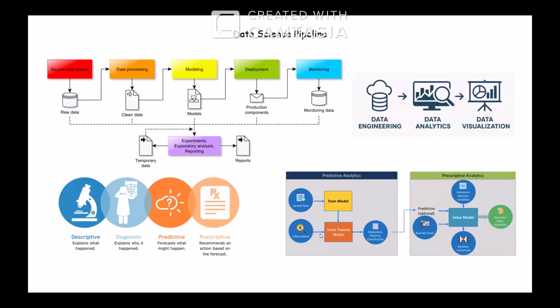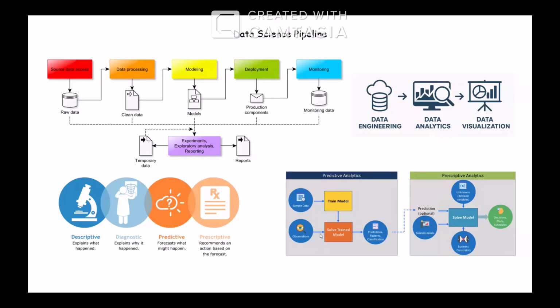Even though we have all these stages in data science, one of the major stages is data analytics itself. Why is it important? In data analytics, we come up with the useful insights. If you look more deeply into data analytics, there are four different types. The first one is descriptive, the second one is diagnostic, the third one is predictive, and the fourth one is prescriptive.